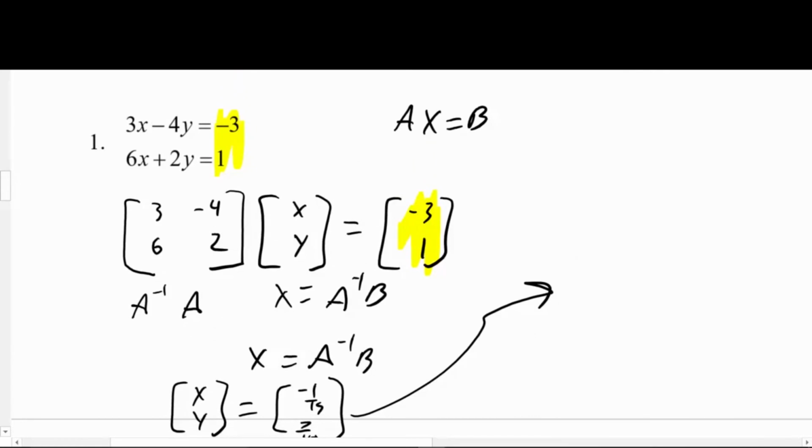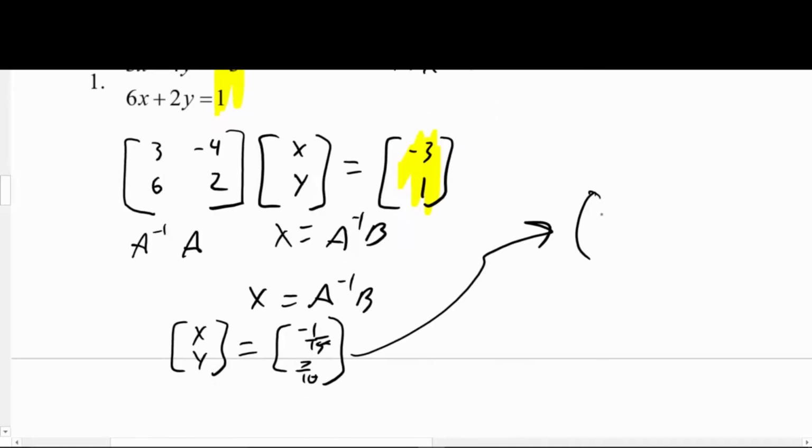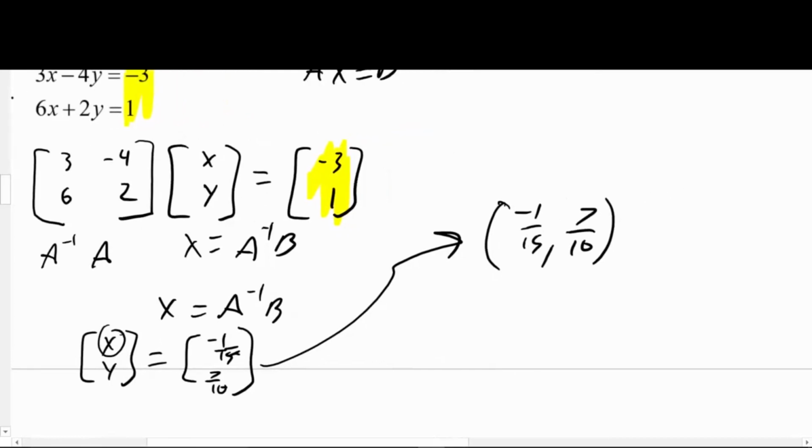So what does that mean? Well, we're still solving the same types of problems we were doing in the previous sections. We're still finding an intersection of lines. We can't leave it like this in the matrix, that would be inappropriate. But we know it's an ordered pair, something existing on the graph. We know the x value is negative 1/15th, and the y value is 7/10. So there's our ordered pair.